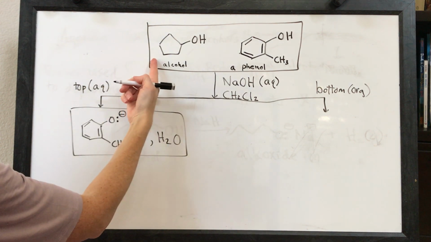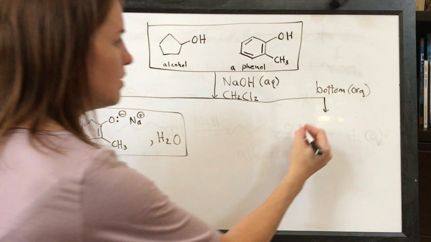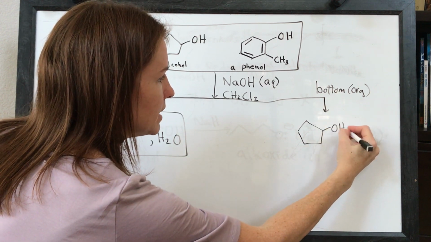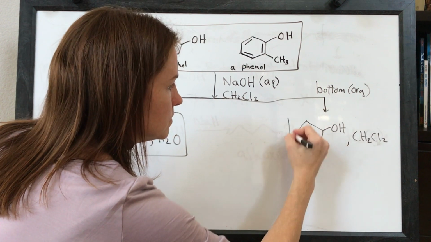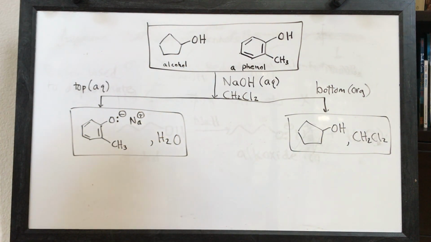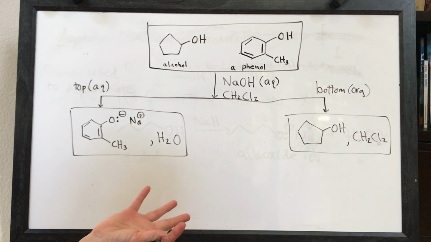The alcohol never got deprotonated. Sodium hydroxide is too weak of a base to deprotonate a plain old alcohol. So the alcohol remains in the dichloromethane layer. And so if you put all of this in a separatory funnel and you separate the two layers, you've now separated your two compounds. It doesn't tell us in the question whether or not we have to isolate the final compounds. Like, this would be enough to separate them.